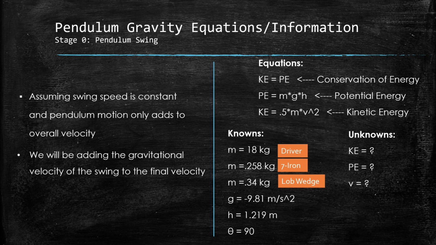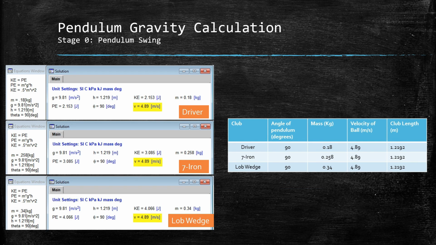So we know the masses of all three clubs, the gravity, the length of the stick on the club, and the angle that we're going to be starting the swing from. What we want to solve for is kinetic energy, potential energy, and velocity. As you can see, with the concept of conservation of energy and the potential and kinetic energy equations and our known values, we're able to use EES again to solve for our unknowns.